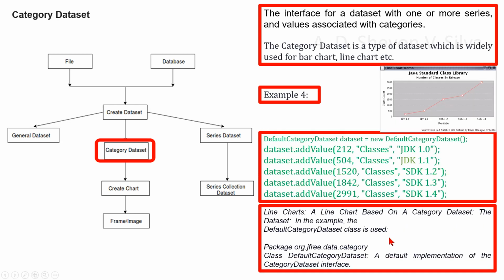Now we are considering an overview of datasets, the dataset in a line chart based on a CategoryDataset. In line charts, as in the example, the DefaultCategoryDataset class is used. The class DefaultCategoryDataset in package org.jfree.data.category, a default implementation of the CategoryDataset interface.